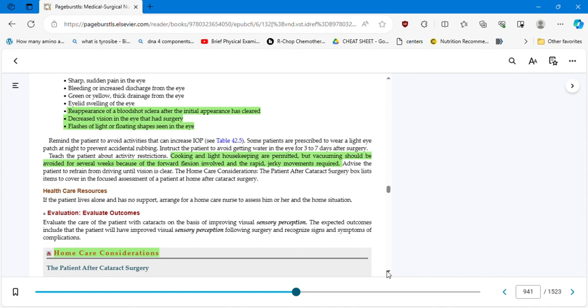Remind the patients to avoid activities that can increase IOP. Cooking and light housekeeping are permitted, but vacuuming should be avoided for several weeks because of the forward flexion involved and the rapid jerky movement required. Okay.